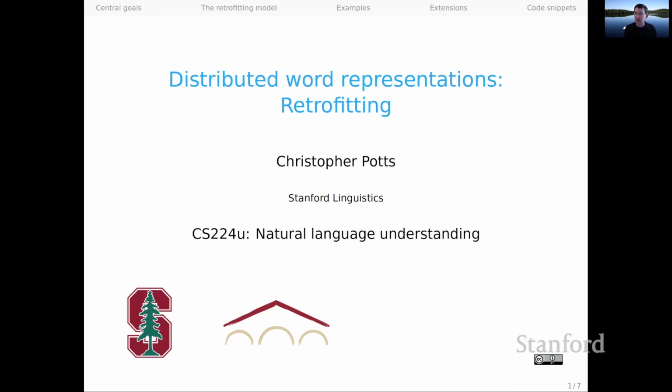Hello, everyone. Welcome to part 6 in our series on distributed word representations. This can be considered an optional part, but it's on the irresistibly cool idea of retrofitting vectors to knowledge graphs.